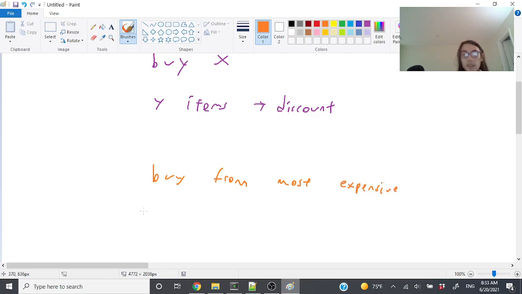Unless we can buy at a discount. So if we don't have a discount, this is our strategy. We'll go item by item. If we don't have a discount, we buy from the most expensive. Otherwise, if we have a discount at some item, like at the cheapest, buy that discount, of course, because there's no reason to not do that.